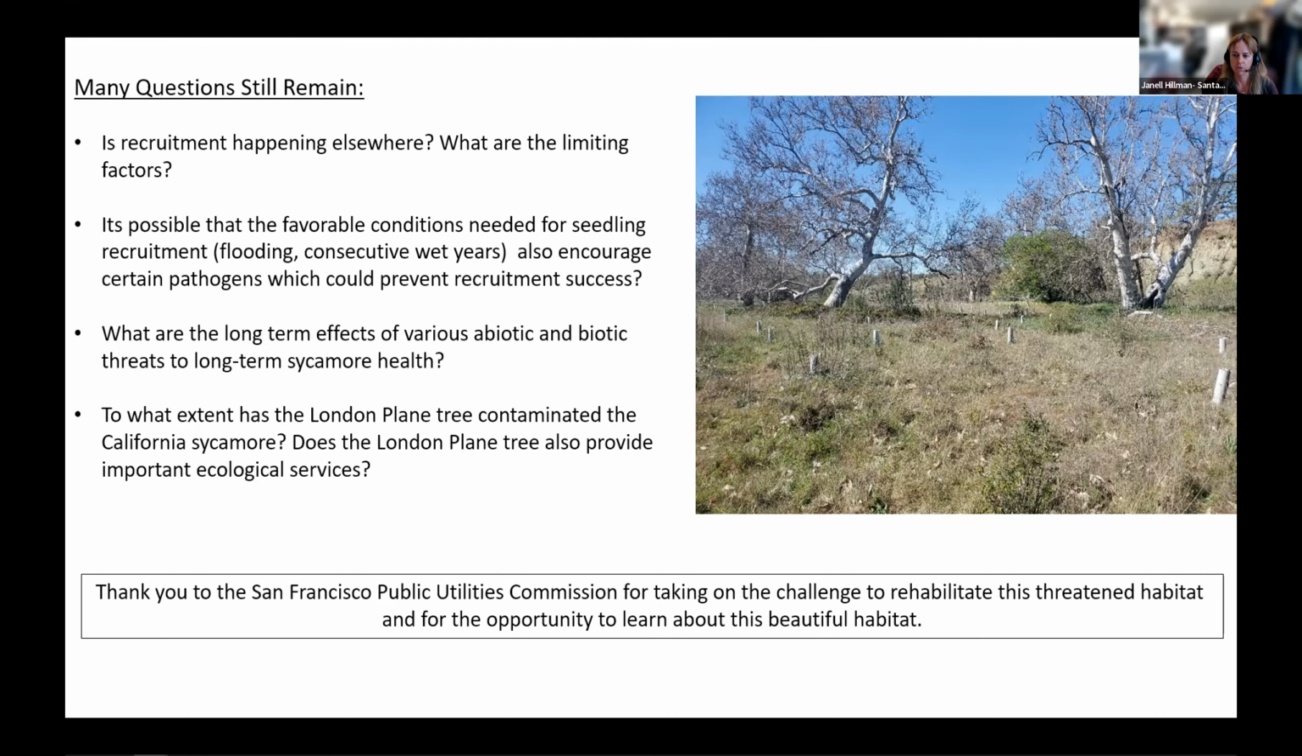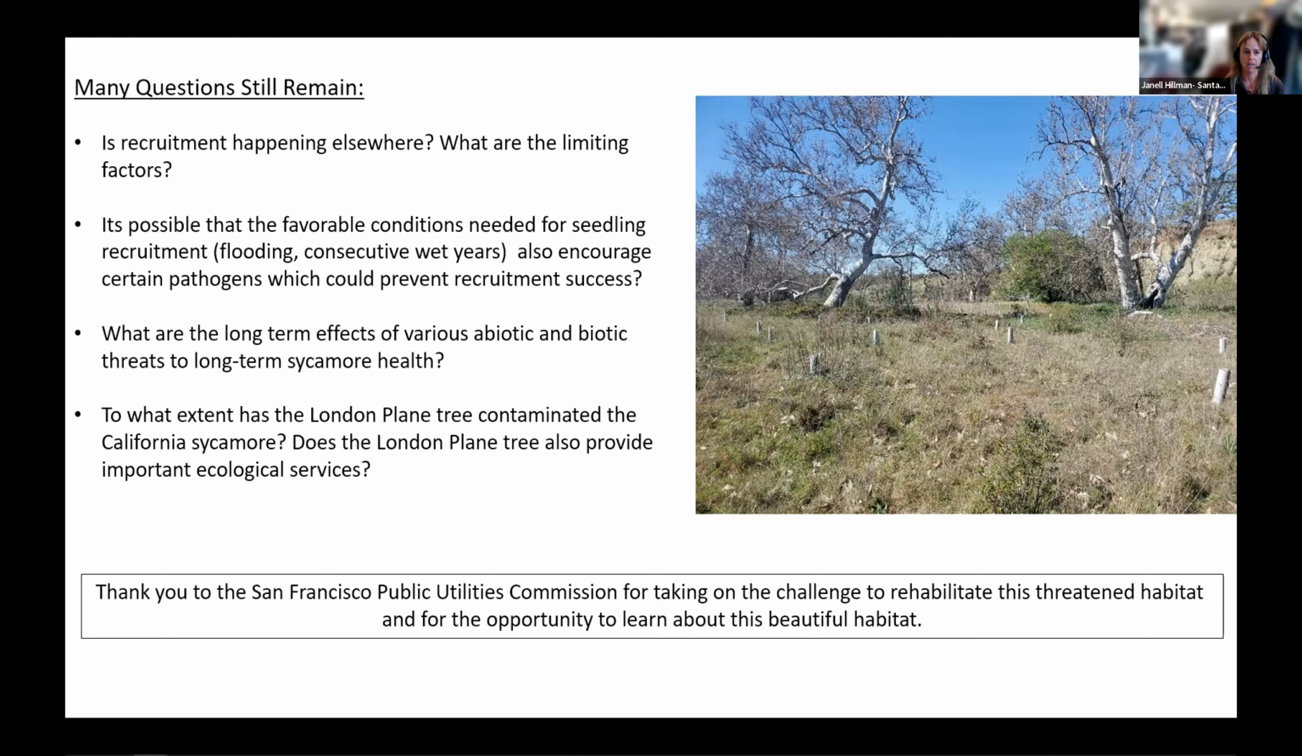Were any of the plantings hybrids of California sycamore and London plane? I'm not sure if that was part of your study or not, so maybe that's. Yeah, I think Mia might be better equipped to answer that question. So Mia, maybe if you want to put a response in the chat, since I think you're muted.